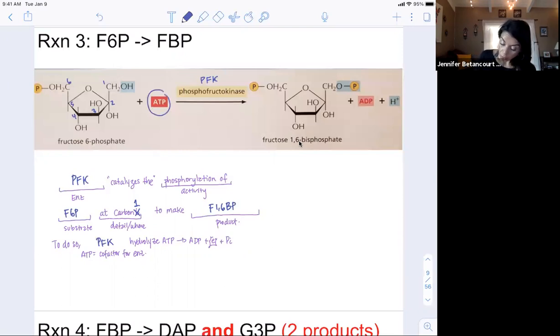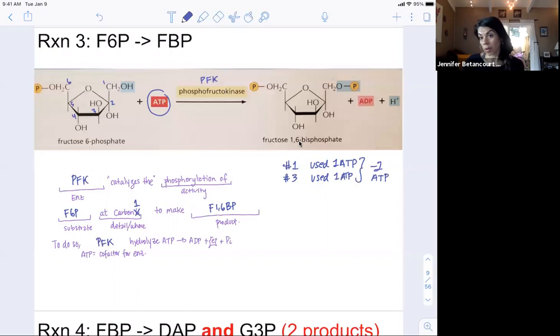So now we come up here, in reaction number 1, we used 1 ATP. In reaction number 3, we used 1 ATP. So right now we are in the deficit, minus 2 ATP. What did I say? Reactions 1 through 5, you use 2 ATPs. There, we've used them. Okay.